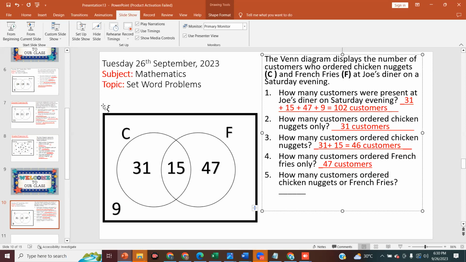How many customers ordered chicken nuggets or French fries? That's what I meant to say. Do not put either, because either means something else. How many customers ordered chicken nuggets or French fries? All right. So or is very important in this question. How many customers ordered chicken nuggets or French fries?